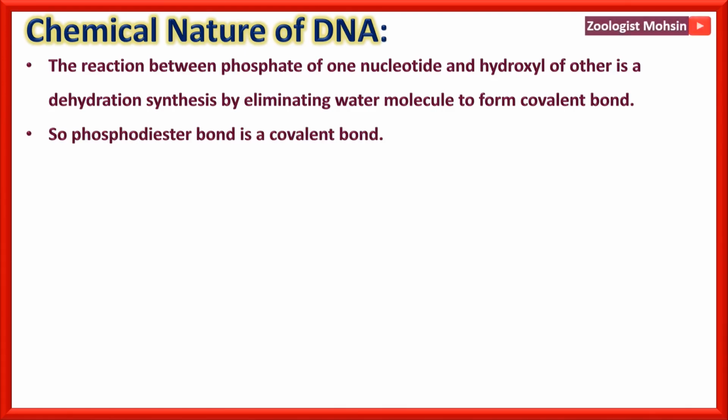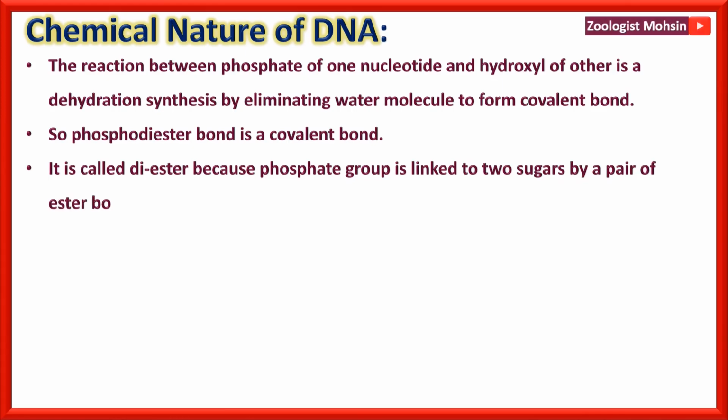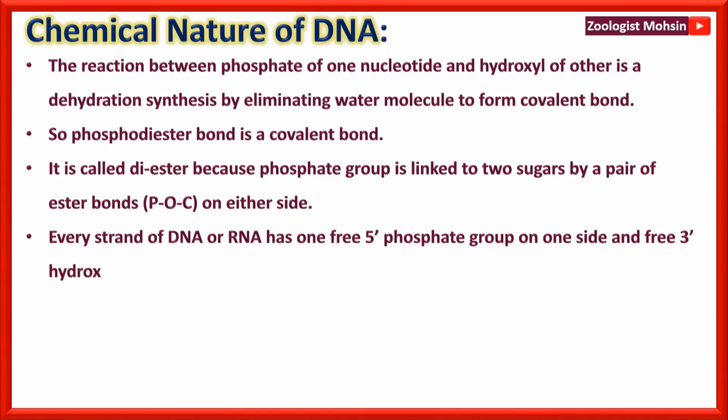So the phosphodiester bond is a covalent bond, and it is called diester because the phosphate group is linked to 2 sugars by a pair of ester bonds on either side. Every strand of DNA or RNA has one free 5' phosphate group on one side and a free 3' hydroxyl group on the other side, and these 2 terminals can be used to elongate that strand further.